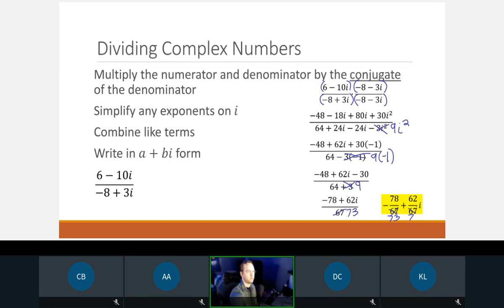And I'm pretty sure 73 is prime, so I don't have to worry about reducing that fraction. All right. Not too bad, right? And maybe your work was a step or two less than mine. I just showed a lot of steps, so it looks like it's more complicated than it really is.